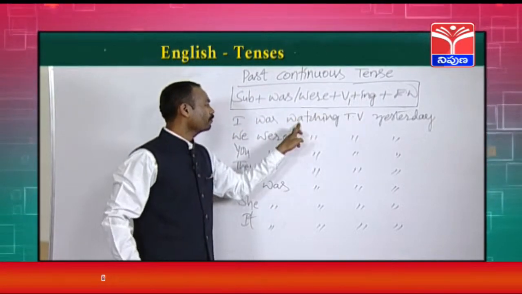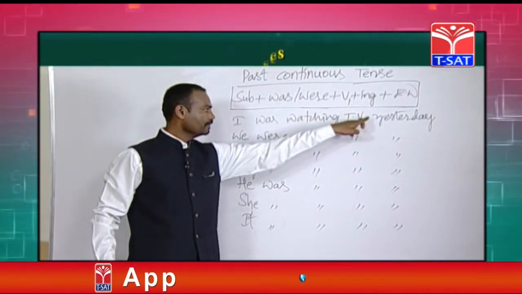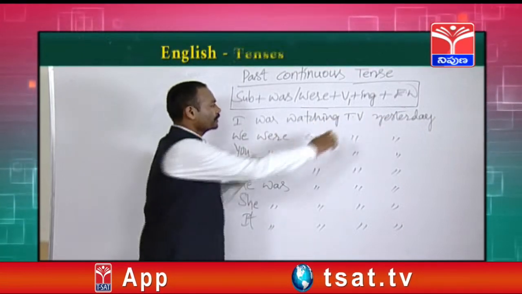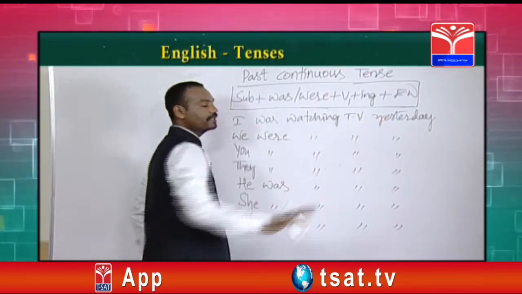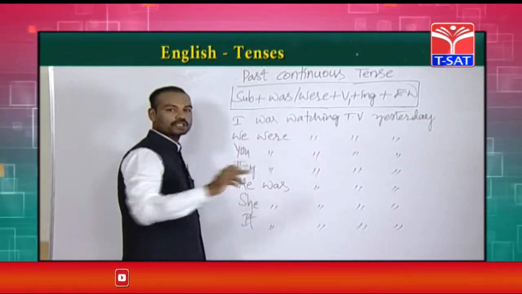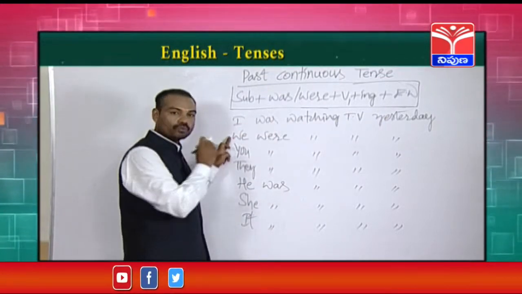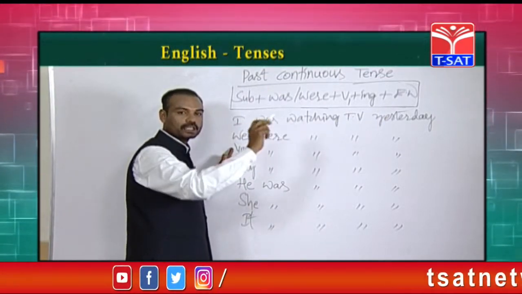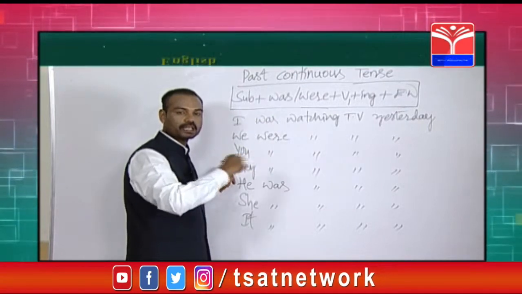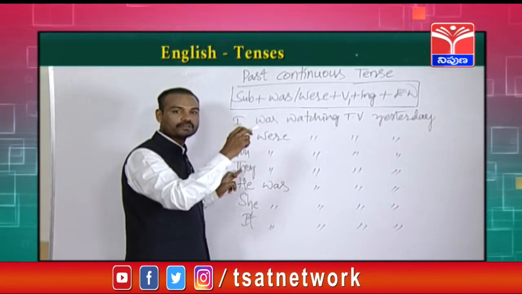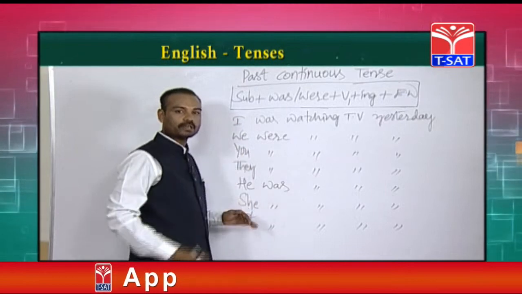Next V1 plus ing form, watch plus ing, watching. TV, yesterday. From here to here, all these words are called extra words. I was watching TV yesterday. Next, we were watching TV yesterday, you were watching TV yesterday, they were watching TV yesterday, he was watching TV yesterday, she was watching TV yesterday, it was watching TV yesterday.